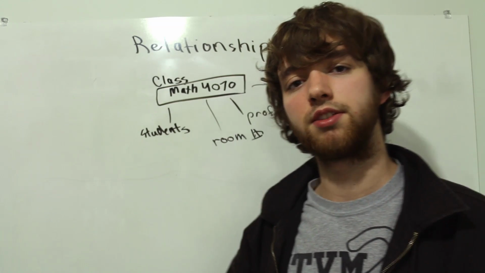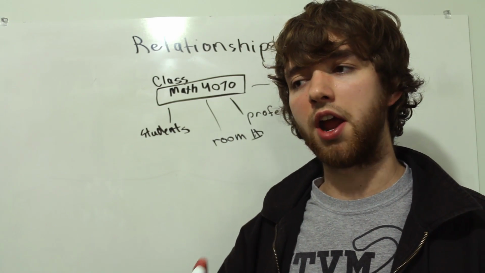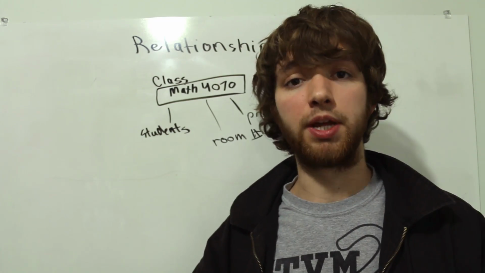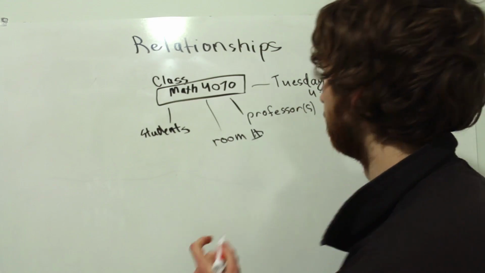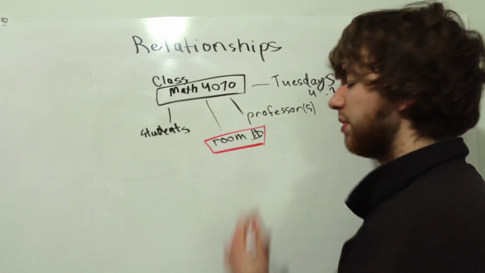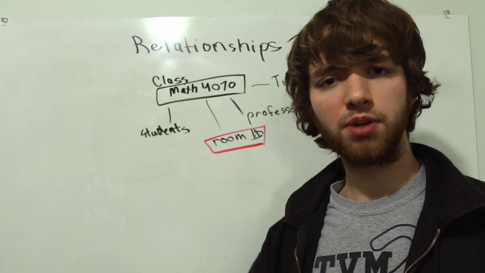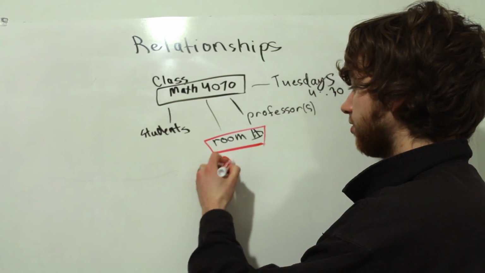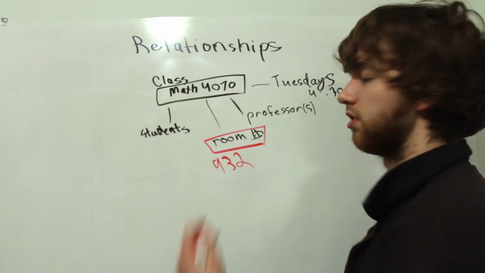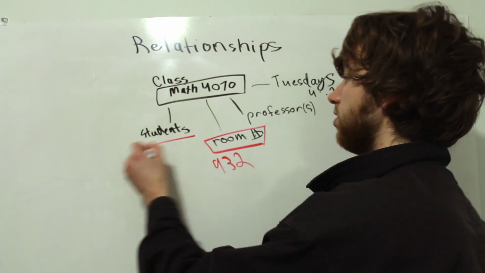You look at this and ask yourself, can we store information about each one of these? For example, a room number. Can we store anything extra about a room number? Not really, it's just a room number. It might be 432, right? What about a student though?